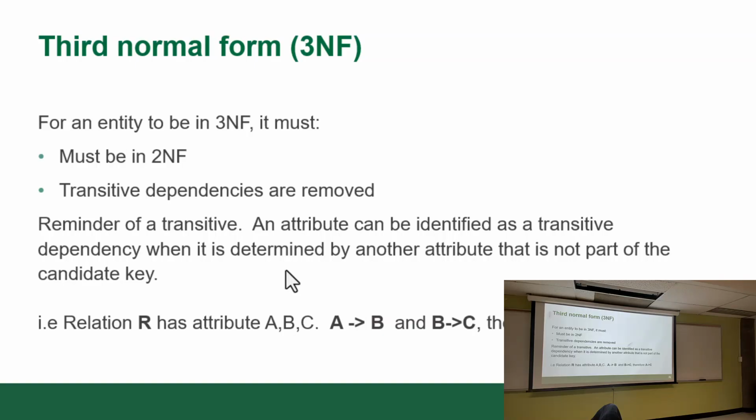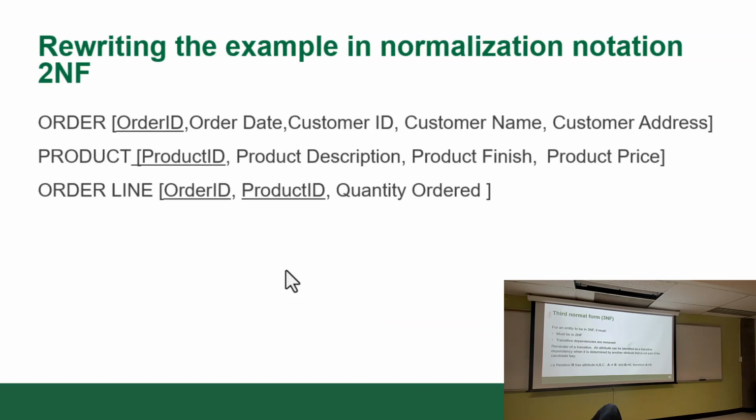But what happens if A doesn't determine C, but B determines C? If we look at this, we have customer ID, customer name, customer address. The name is actually dependent on the customer ID. But because we didn't need to include the customer ID in the candidate key, we didn't get rid of it as a partial dependency. It's a transitive dependency. Order ID determines customer ID determines name. So we have to transit through customer ID, thus it's transitive.